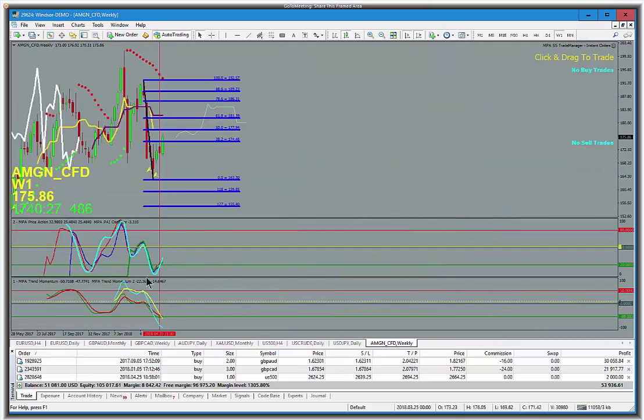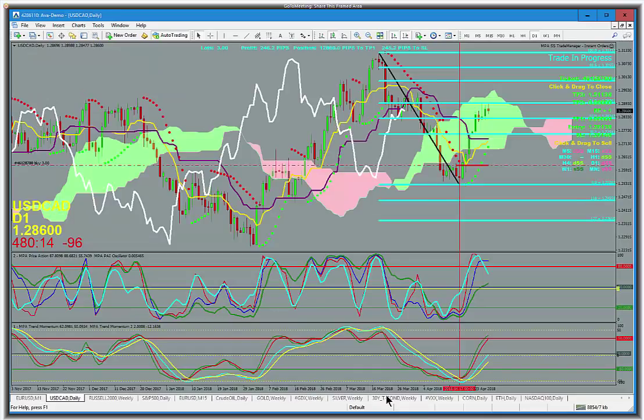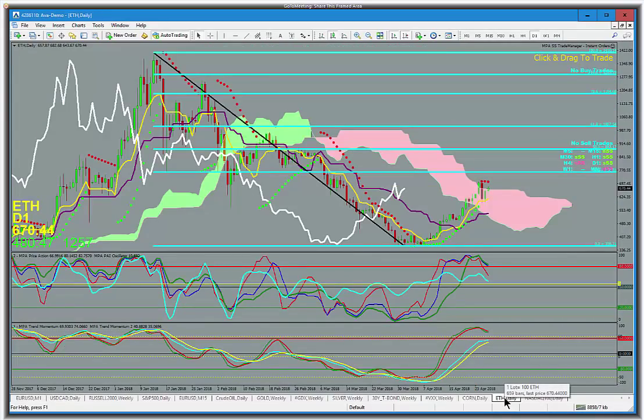And it's the early stages of the weekly starting to hook that we believe we're going to rally a little bit more on Amgen. But again, it doesn't matter what you're talking about, whether it's stocks, futures, commodity, ETFs, bonds. Let's switch gears again and we'll go to our Bitcoin, ETH.